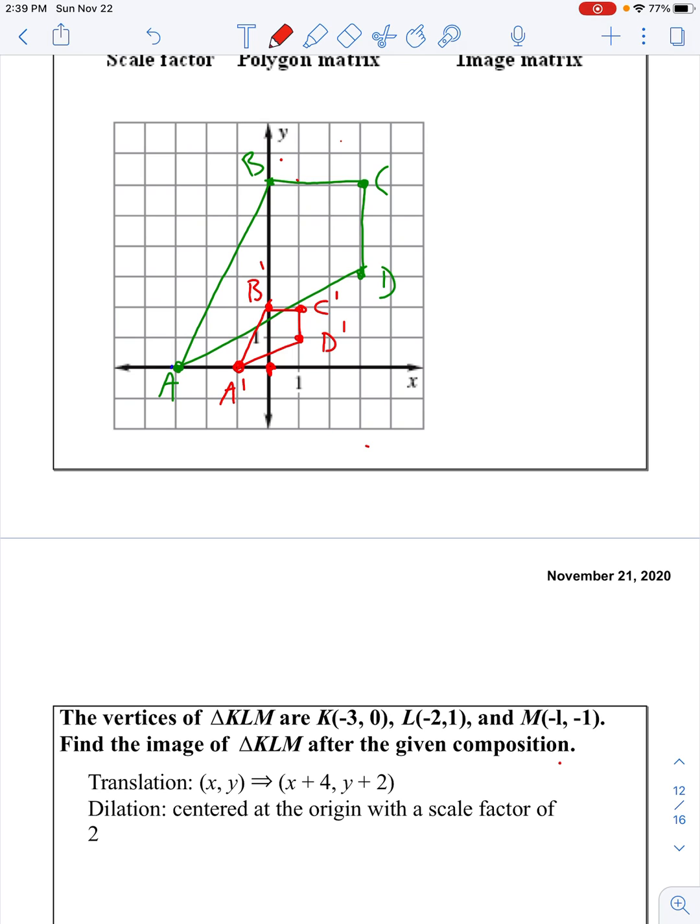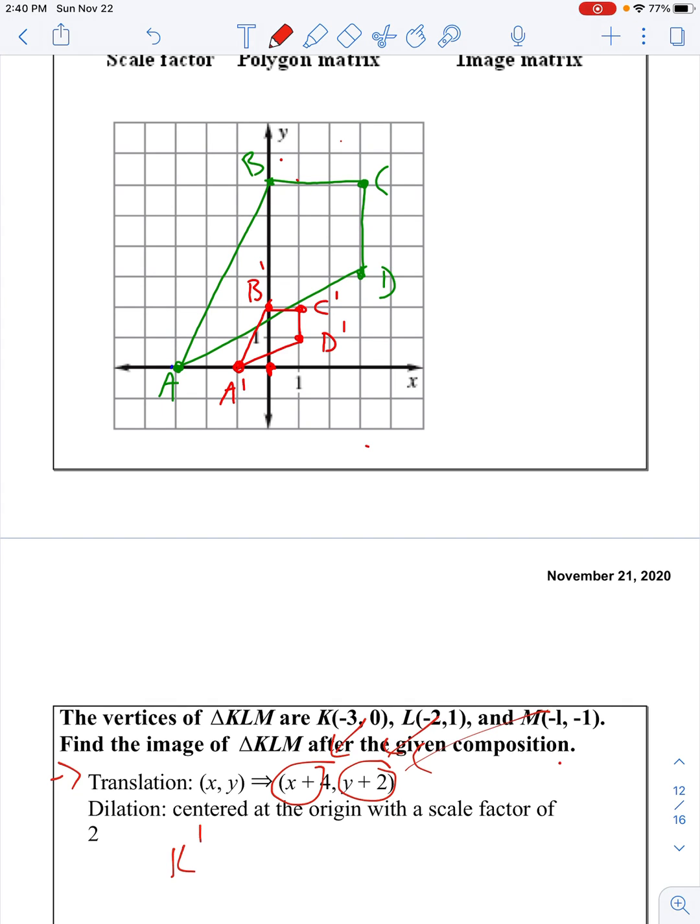Here's an example of one of those composite transformations. It says the vertices of triangle KLM are given there. Find the image of triangle KLM after our composition. So first we're going to do our translation: x plus 4, y plus 2. So we're going to do that to each of our points.